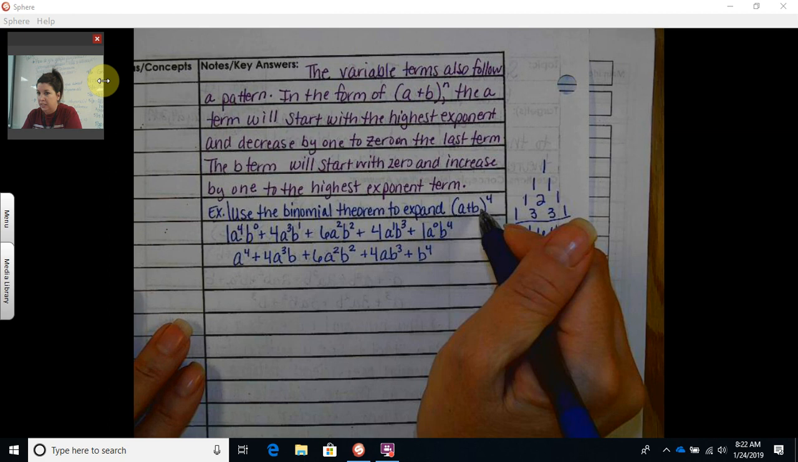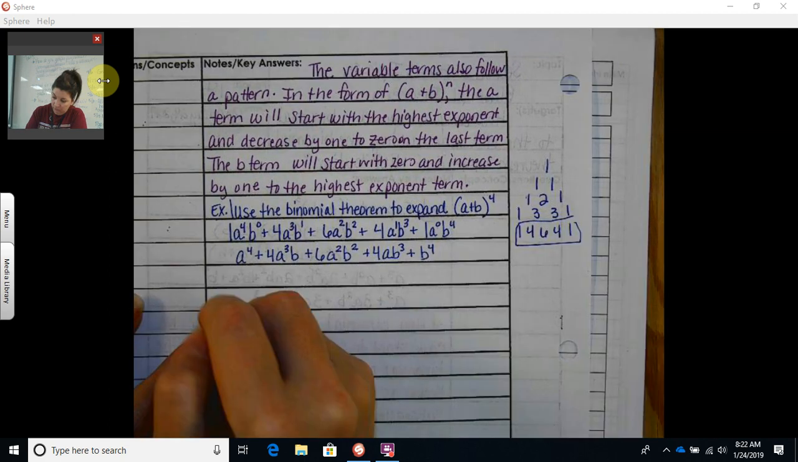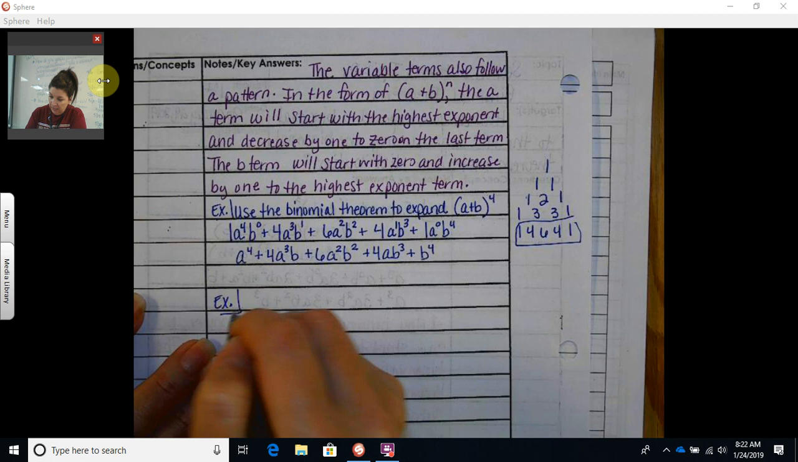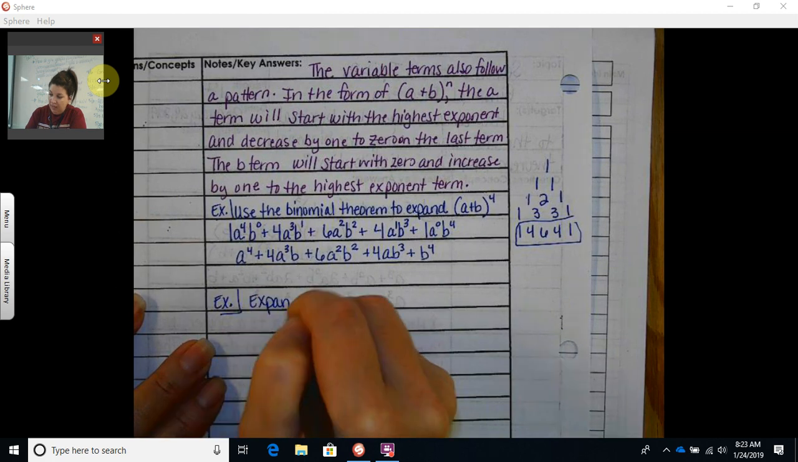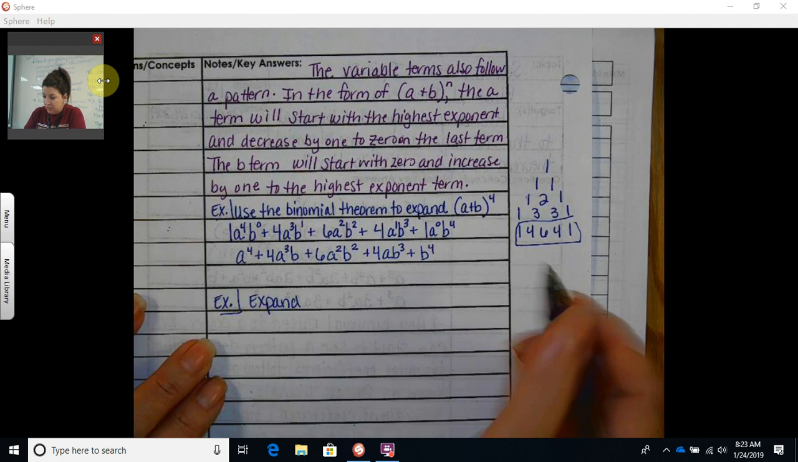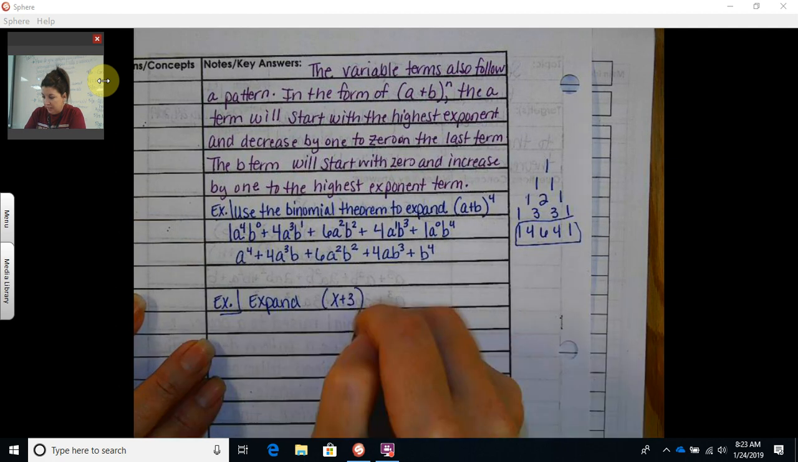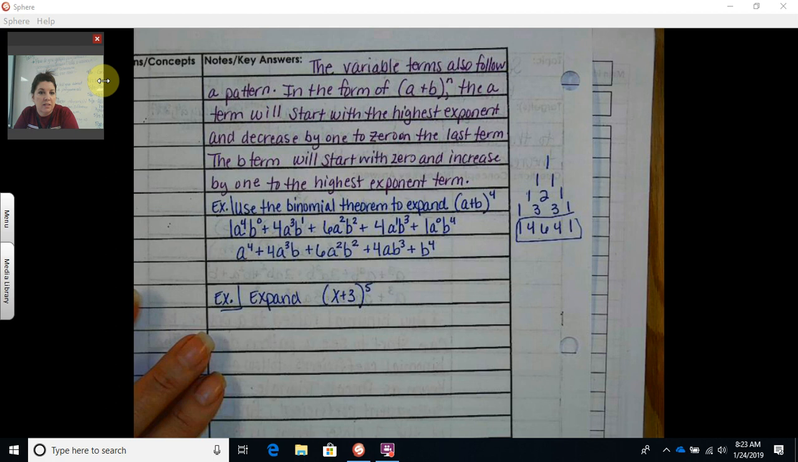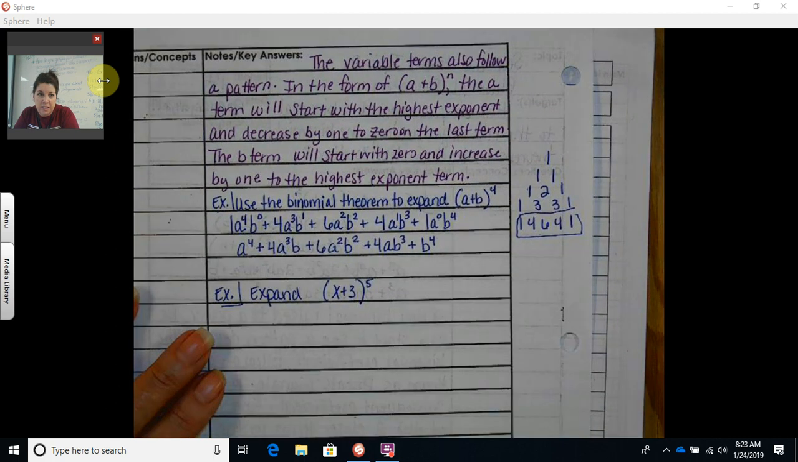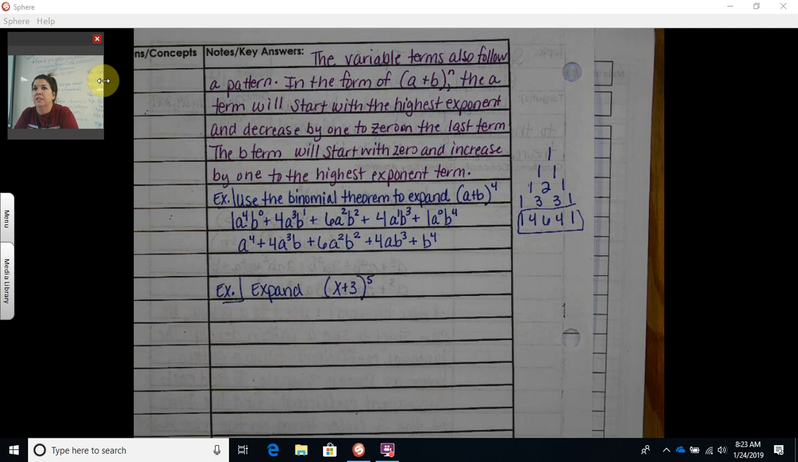Let's look at another one. Let's expand, still using the binomial theorem, just not writing that, (x + 3) raised to the 5th power. If I didn't know about Pascal and his cool triangle, I would have to do x plus 3 times x plus 3 times x plus 3 times x plus 3 times x plus 3. Group it in groups of 2, distribute all that out, put it all together, combine like terms, all that stuff. But we know Pascal's triangle and the binomial theorem.